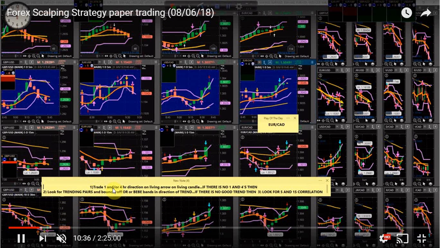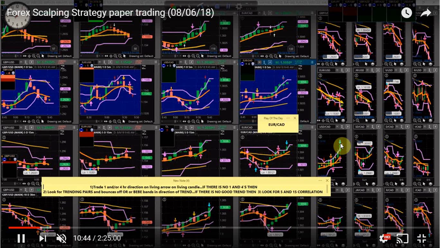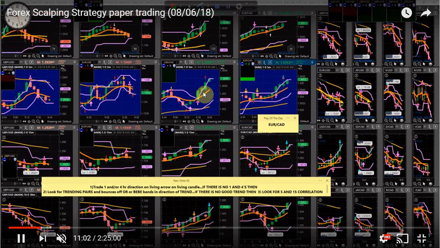So trade 1 and/or 4 hour directional limit and/or live candle. UC has a 4 hour blue, a 4 hour red and a 1 hour blue. So we take a trade at 38, and there's no signal besides this, but we have a blue, so the blue counts because it's going through a band. And this is basically the trade to the downside.